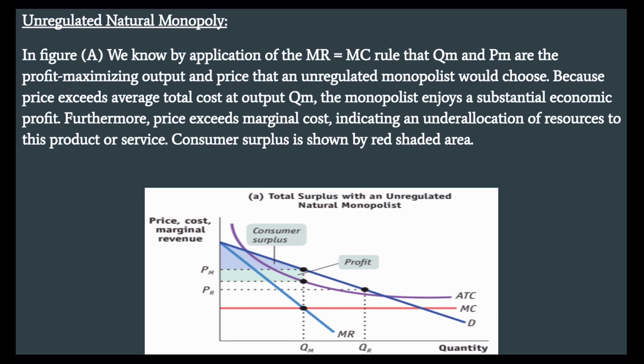Unregulated natural monopoly. In figure A, we know by application of the MR equals MC rule that QM and PM are the profit maximizing output and price that an unregulated monopolist would choose. Because price exceeds average total cost at output QM, the monopolist enjoys a substantial economic profit. Furthermore, price exceeds marginal cost, indicating an underallocation of resources to this product or service. Consumer surplus is shown by the blue area.